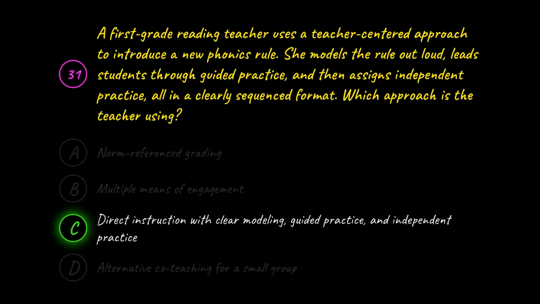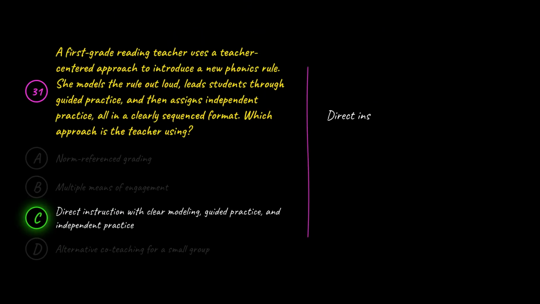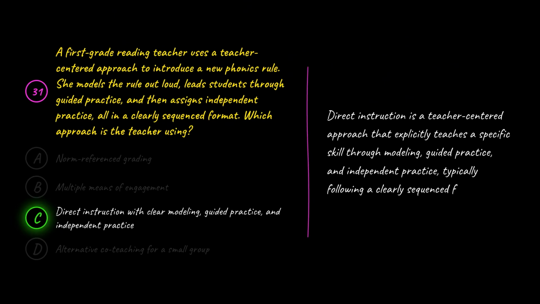The correct answer is C. Direct instruction with clear modeling, guided practice, and independent practice. C is correct because direct instruction is a teacher-centered approach that explicitly teaches a specific skill through modeling, guided practice, and independent practice, typically following a clearly sequenced format. The teacher's sequence matches that definition precisely.